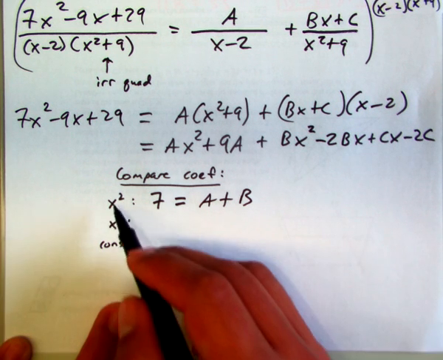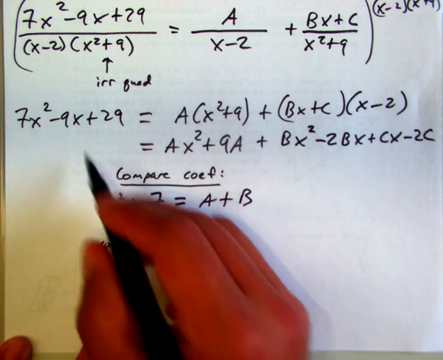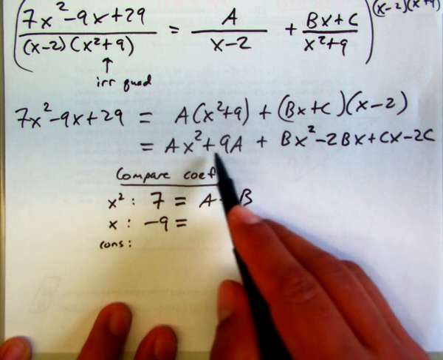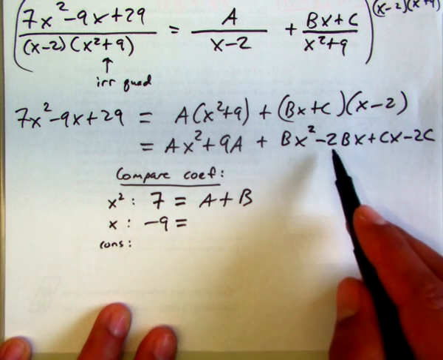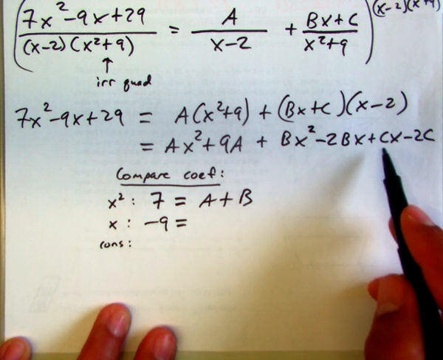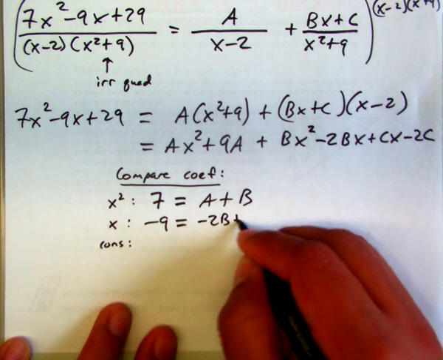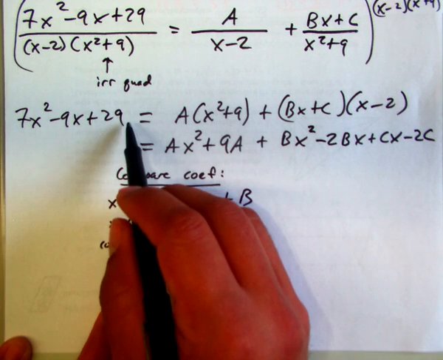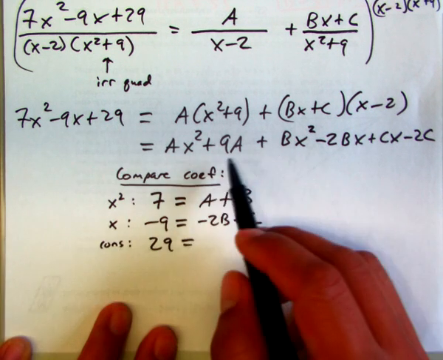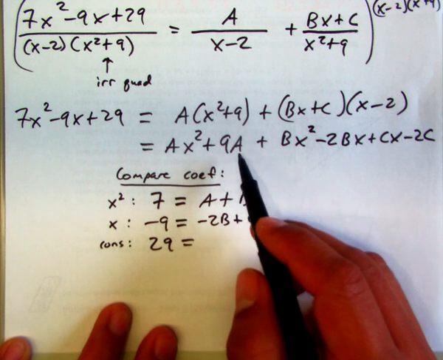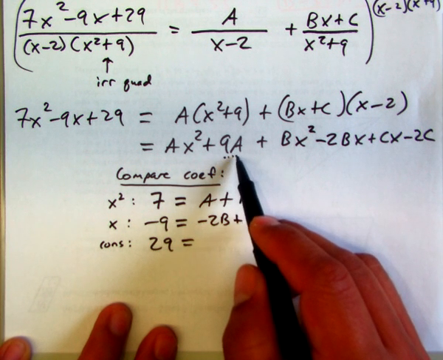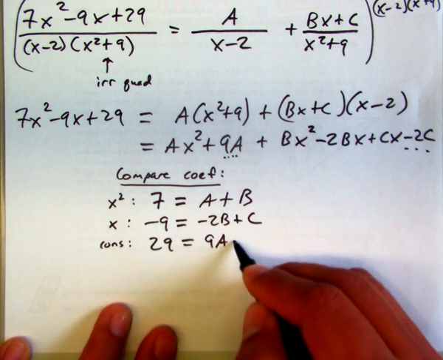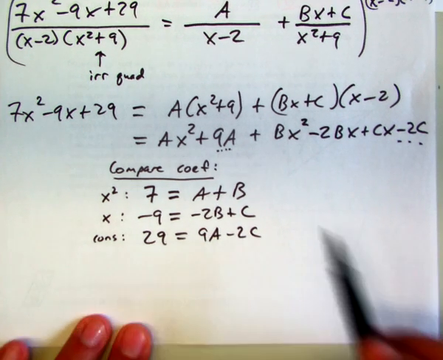On the left-hand side, I have negative 9 as the coefficient of x. So we have negative 9x's. On the right-hand side, look for your x terms. Here they are, negative 2bx, and then cx. So we'll write down negative 2b plus c. On the left-hand side, our constant is 29. On the right-hand side, everything without x's would create the constant. So we have 9a and negative 2c. So write that down, 9a minus 2c. So here's the system that we're trying to solve.